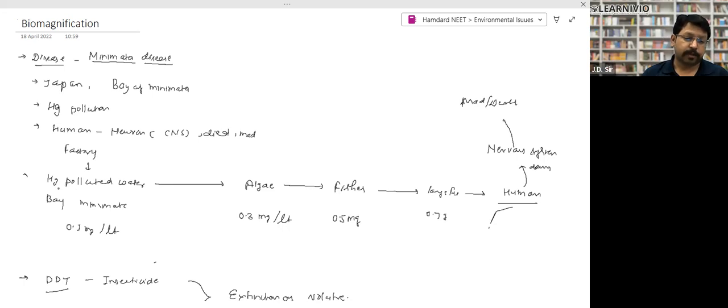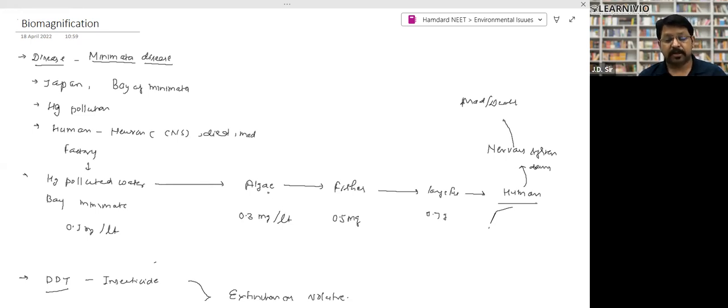Suppose the concentration of the mercury is 0.1 milligram per liter, right? Gradually they are leaving their mercury polluted water or heavy metal polluted water, so the concentration reached 0.1 mg. Then what happened? In the Bay of Minamata, there were some algae, right? Those algae used to take the water from the bay, so the concentration of the mercury was increasing in the algae. In the algae, the concentration of the mercury was 0.3 milligram per liter, right?